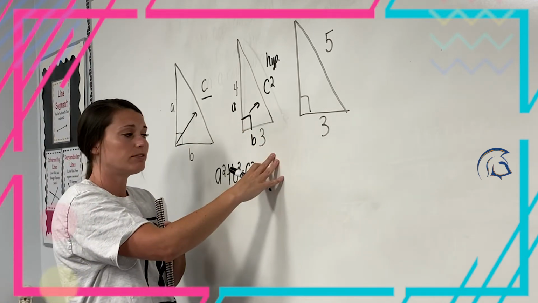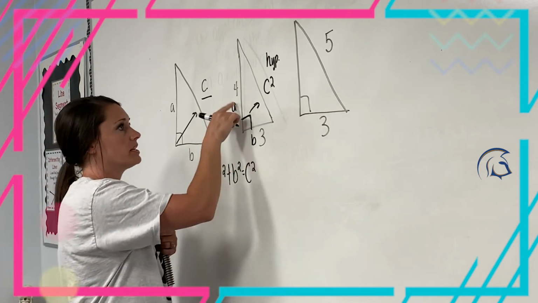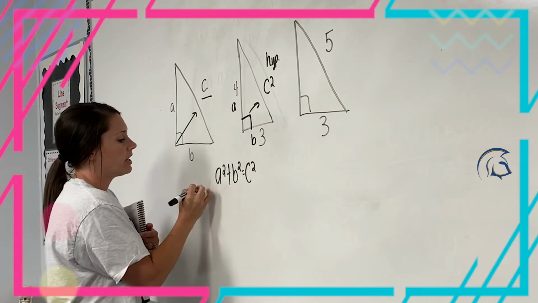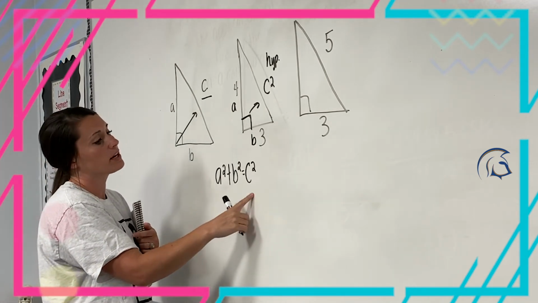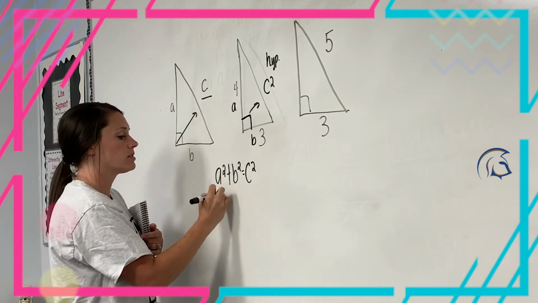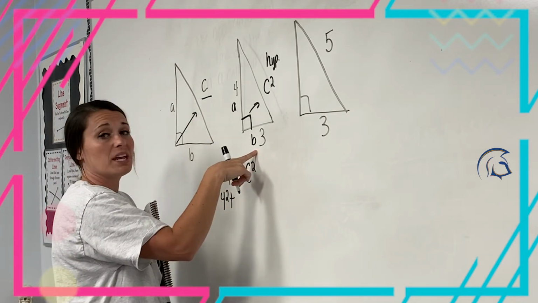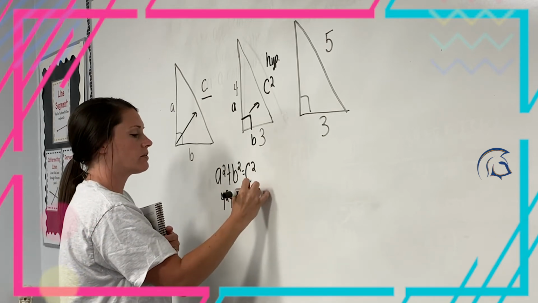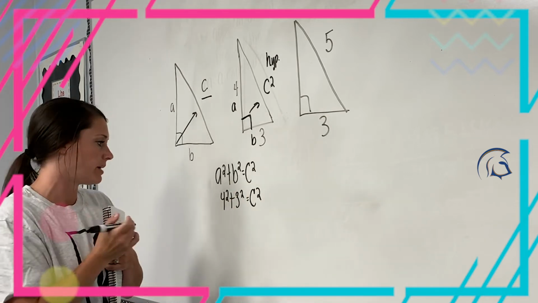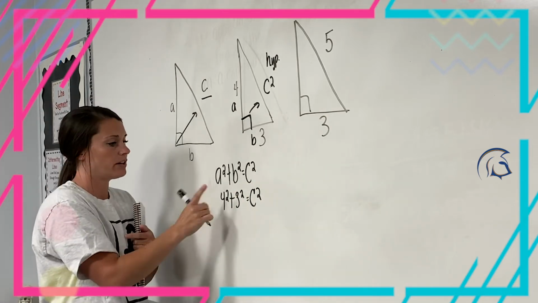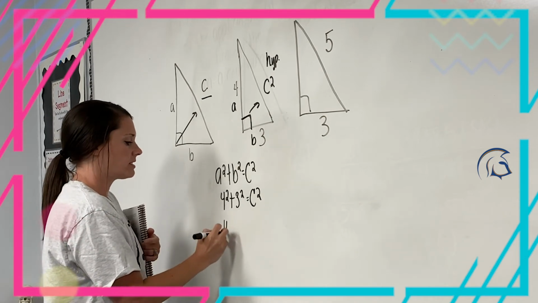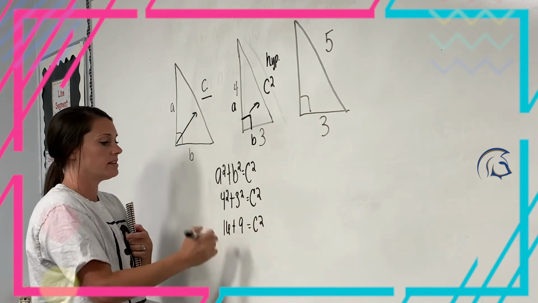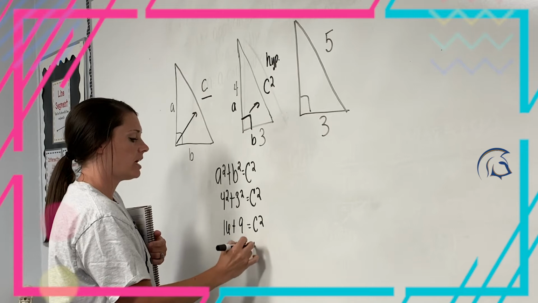So to solve, you simply plug your numbers into the formula, and at the end you take the square root of c squared to get your answer. So here is our formula: a squared plus b squared equals c squared. a is 4, so 4 squared, plus b is 3, so 3 squared, equals c squared. We do not know c squared. That is what we are solving for. So go ahead and square your legs. 4 times 4 is 16, plus 9 equals c squared. 16 plus 9 is 25, equals c squared.